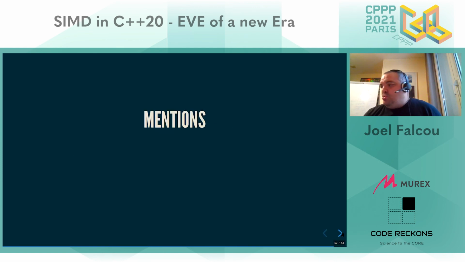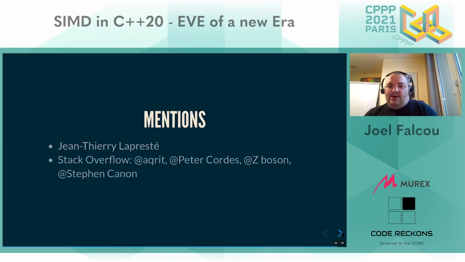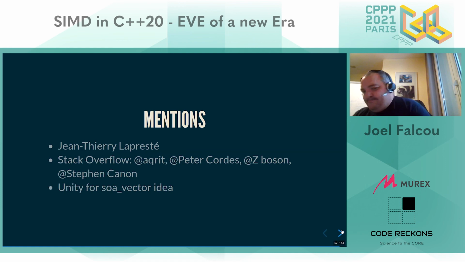So some shout-outs. First to Jean-Thierry Lapreste, which is our math guy. He does maths I don't even understand. He's a guy that worked on a lot of our numerical algorithm and numerical correctness. So a big thanks to him because it's a thankless job. A bunch of people over Stack Overflow in random order, Acquit, Peter Cordes, Z Boson, and Stephen Cannon that helped us a lot or inspired us a lot in some cases. Thanks to them for their help. We ripped the SOA vector idea from Unity, which is a great model to do that. Thanks to them for having the idea before us.